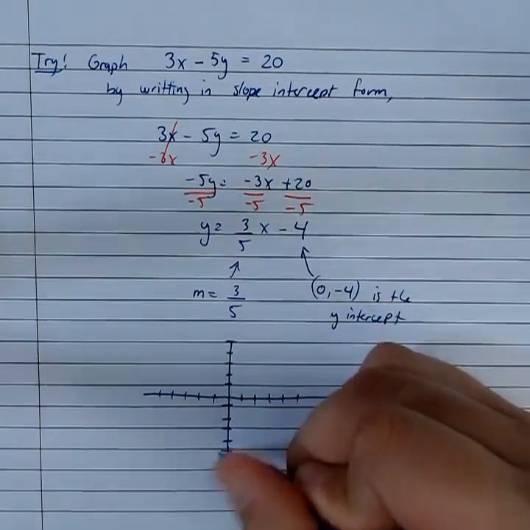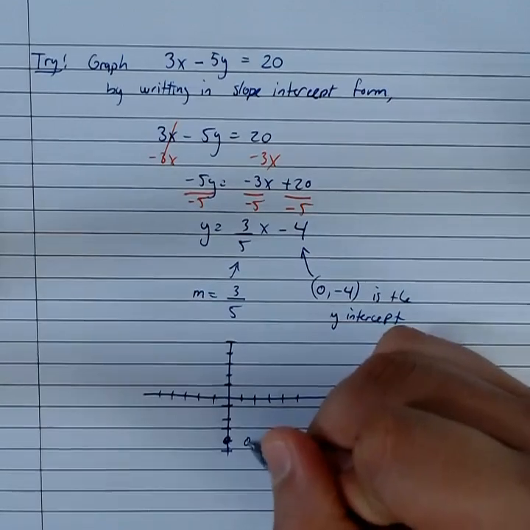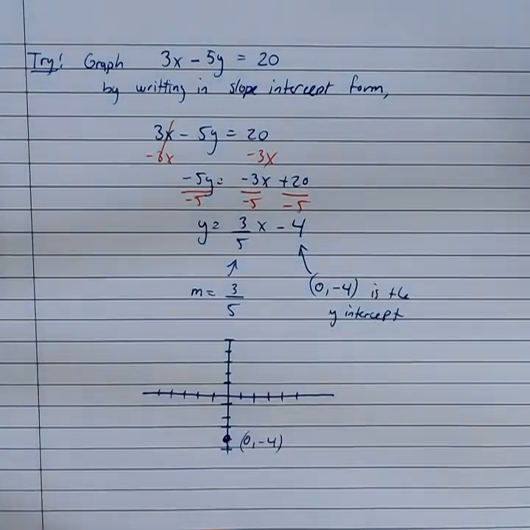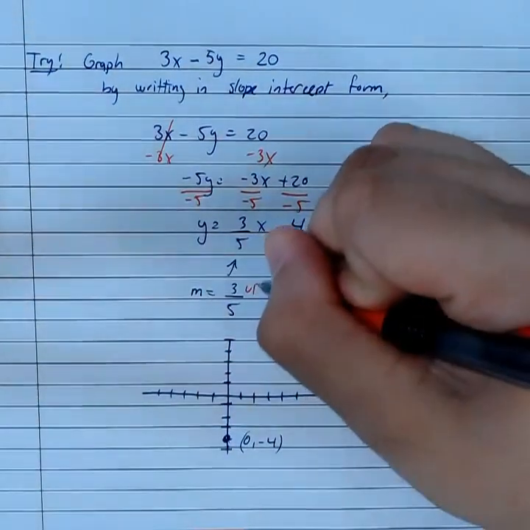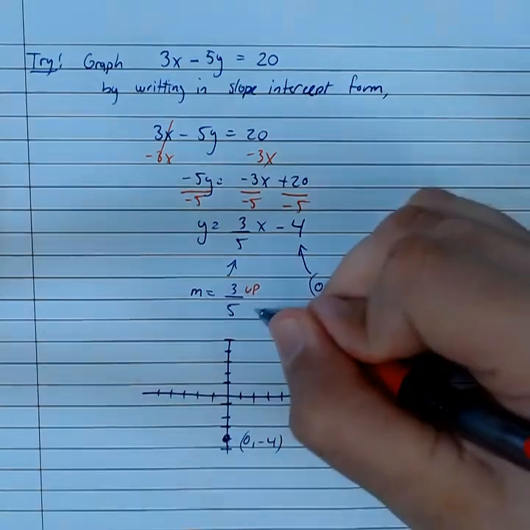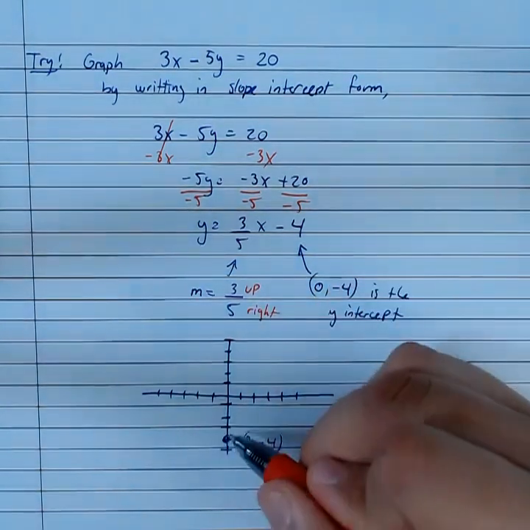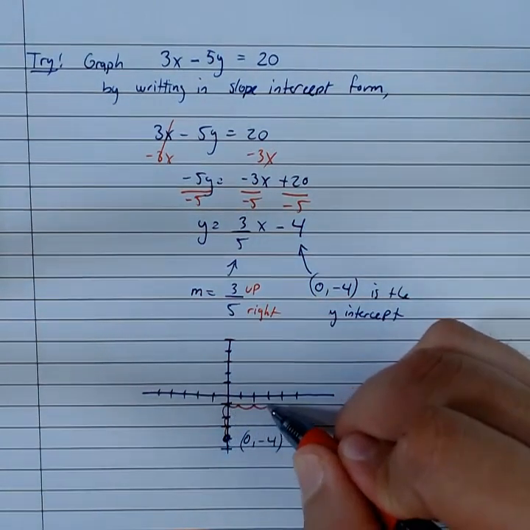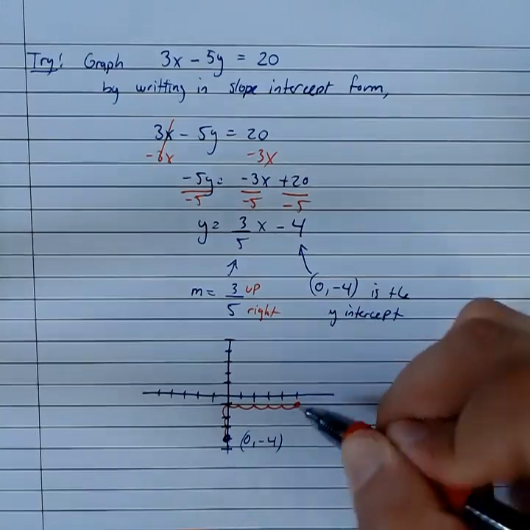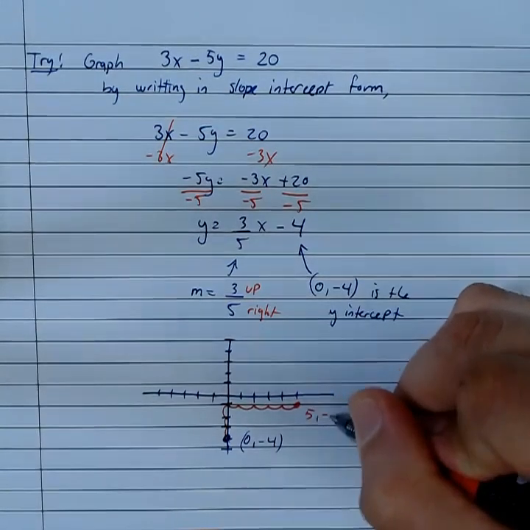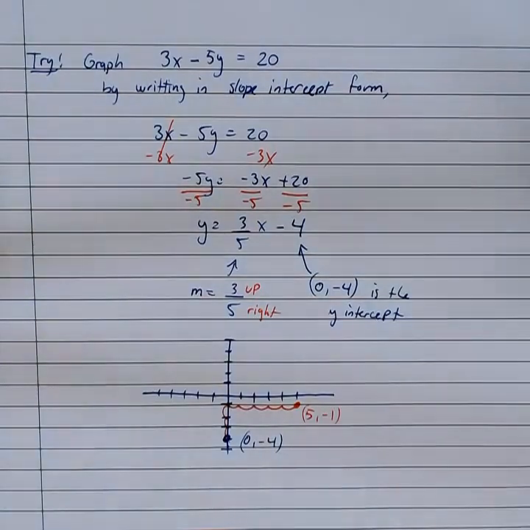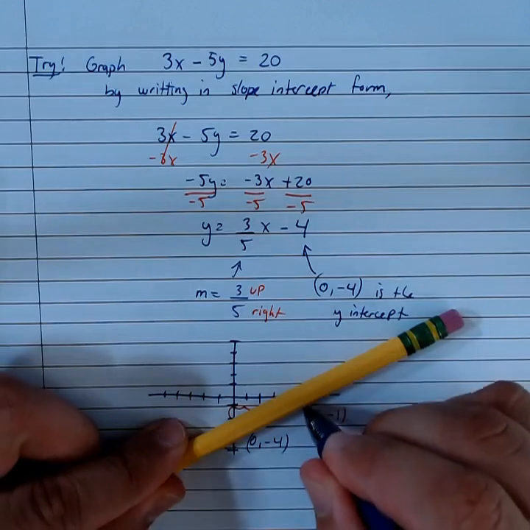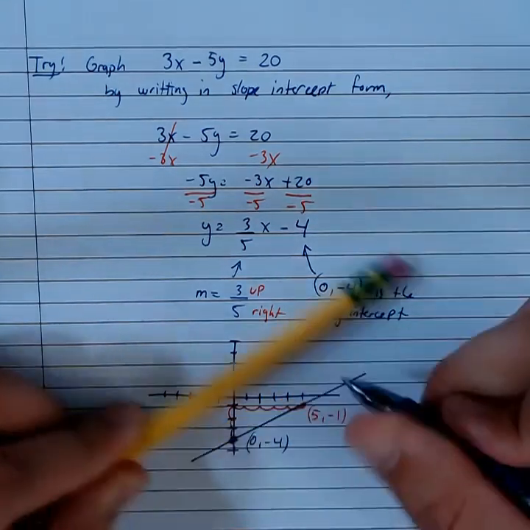1, 2, 3, that's 0 comma negative 4. And now I have a slope of 3/5. So that 3 is telling me to go up, since it's positive. That 5 is telling me to go right. Again, it's positive. So from here I go up 1, 2, 3, and then right 1, 2, 3, 4, and 5. So that'll give me the point 5 comma negative 1. And now I have two points that are on my graph, which means I can connect my dots with a straight line to graph my linear equation. And that makes us happy.